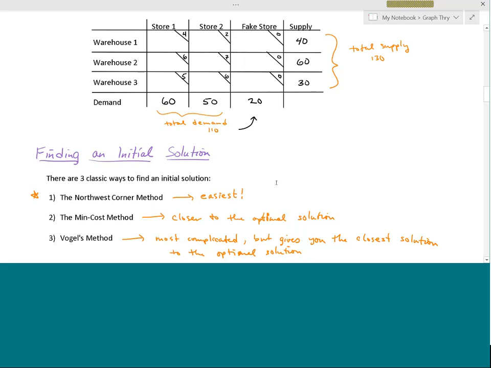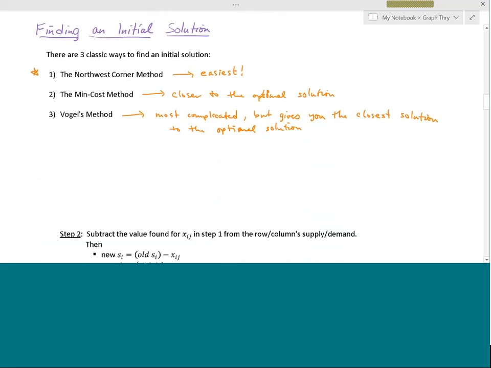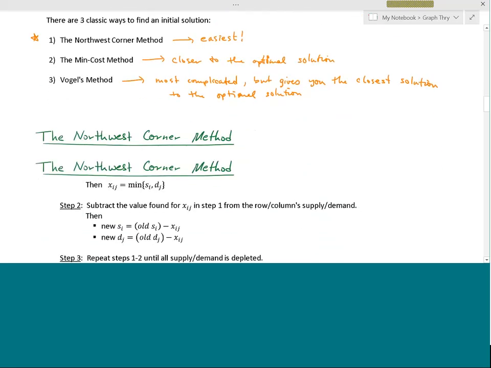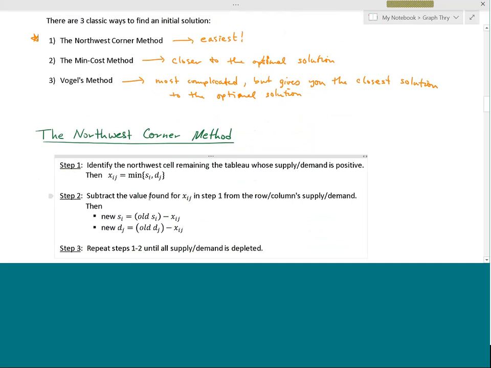So let us look to see what the northwest corner method is. The northwest corner method goes as follows. It says you look in your Tableau. You have to have already set up your Tableau with the fake store if you needed a fake store, with the supplies on the side, with the demands on the bottom.